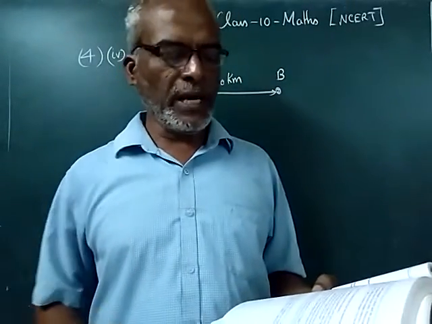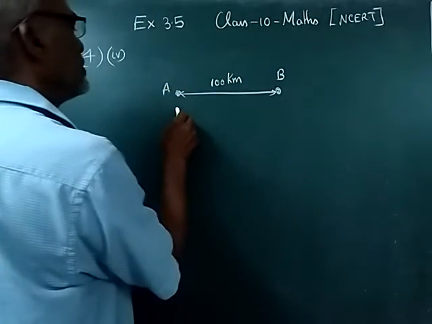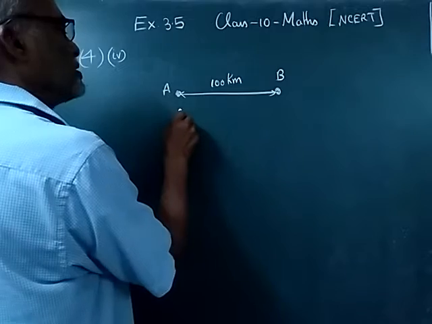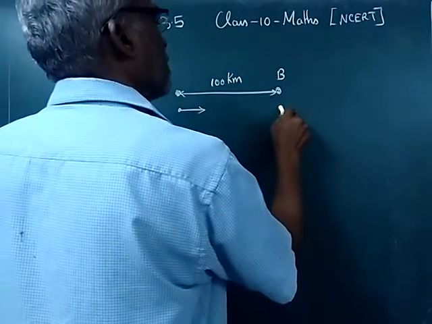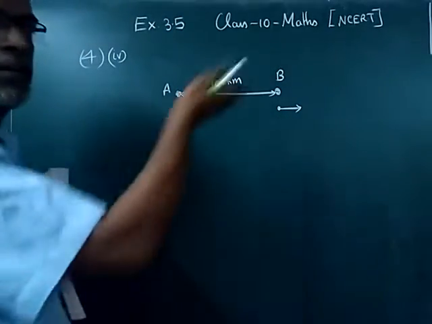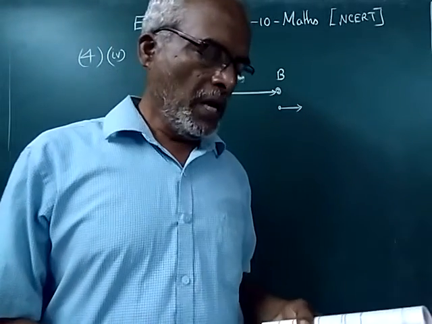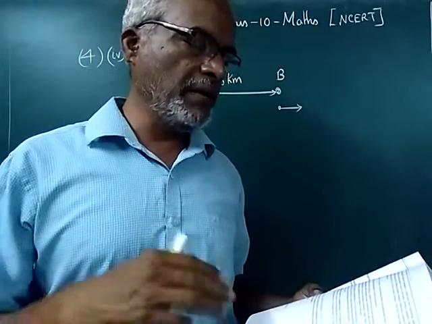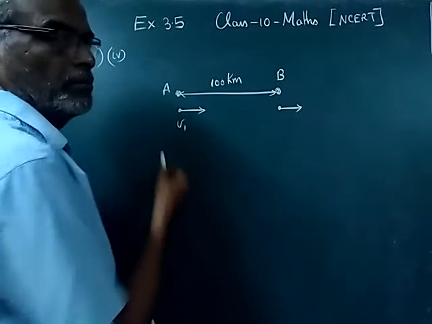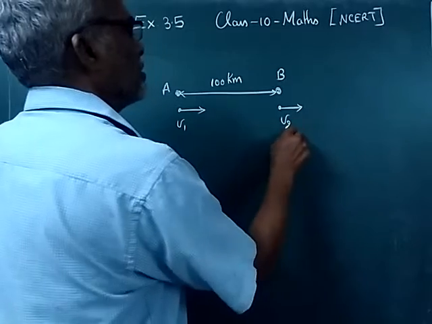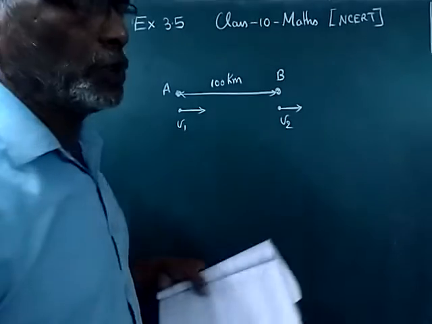One car starts from A and another from B at the same time. So from here, a car is starting in this direction, and at the same time from B another car is starting in this direction. Same direction, both are in same direction. If the car travels in the same direction at different speeds, this is having a speed v1 and this speed is v2. The speed of car A is v1, the speed of car B is v2.